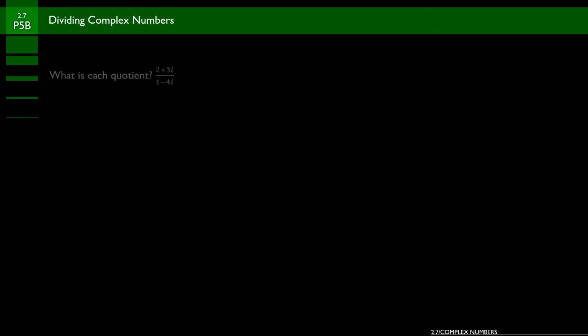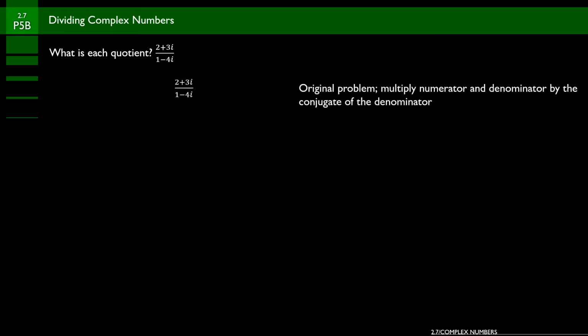In 5b, we're still going to find the quotient, but this time we have a binomial in the denominator. So again, you have to multiply by the conjugate, and the conjugate of 1 minus 4i is 1 plus 4i. So we're going to multiply both the numerator and the denominator by that. And since we've got binomials that we're multiplying against each other, we're going to use our FOIL method.